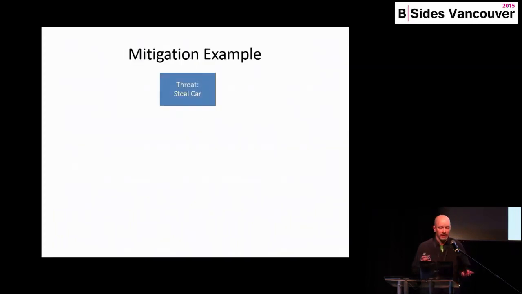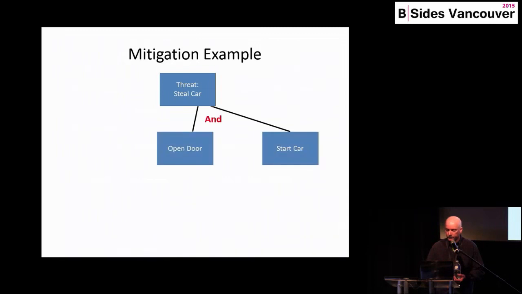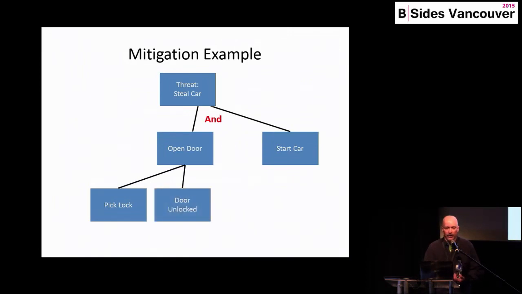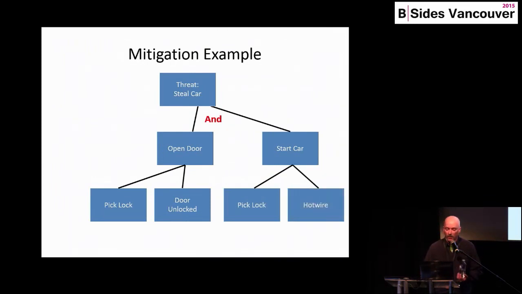So let's do a mitigation example. The threat is that my car is parked out front, it's going to get stolen. Somebody's going to open the door, start it and steal it. Well, I can mitigate it somewhat if I lock the doors. Well, but the thief could pick the lock. Or I could leave the door unlocked, which is kind of a deployment issue, if you will, an operational issue, because I didn't use the mitigation that was provided. Then the thief could pick the lock, hotwire the car, whatever.